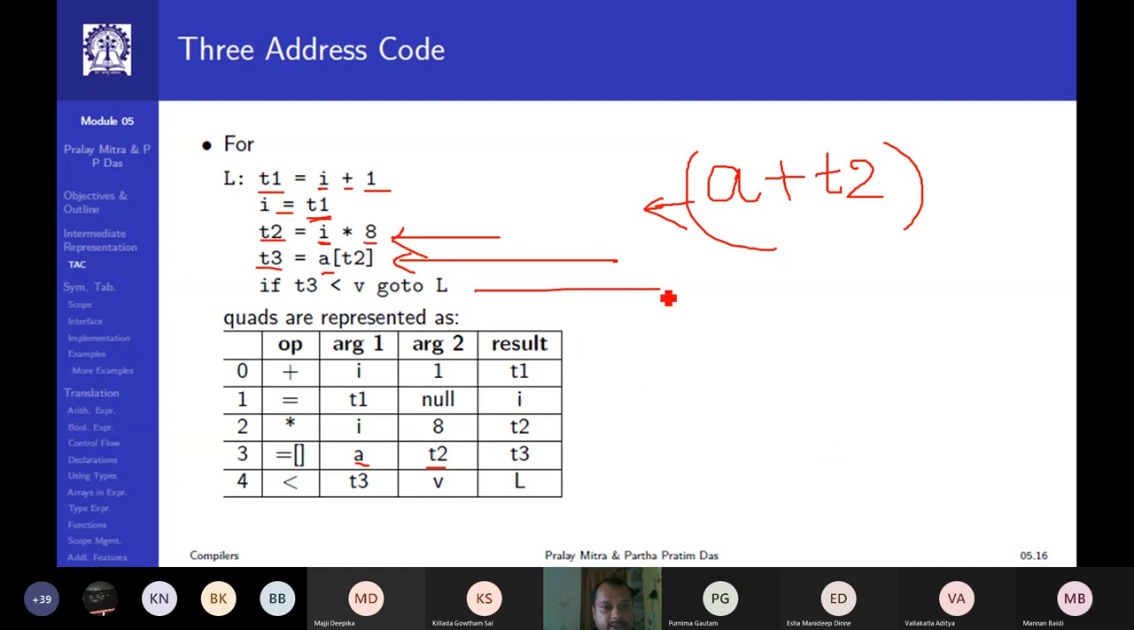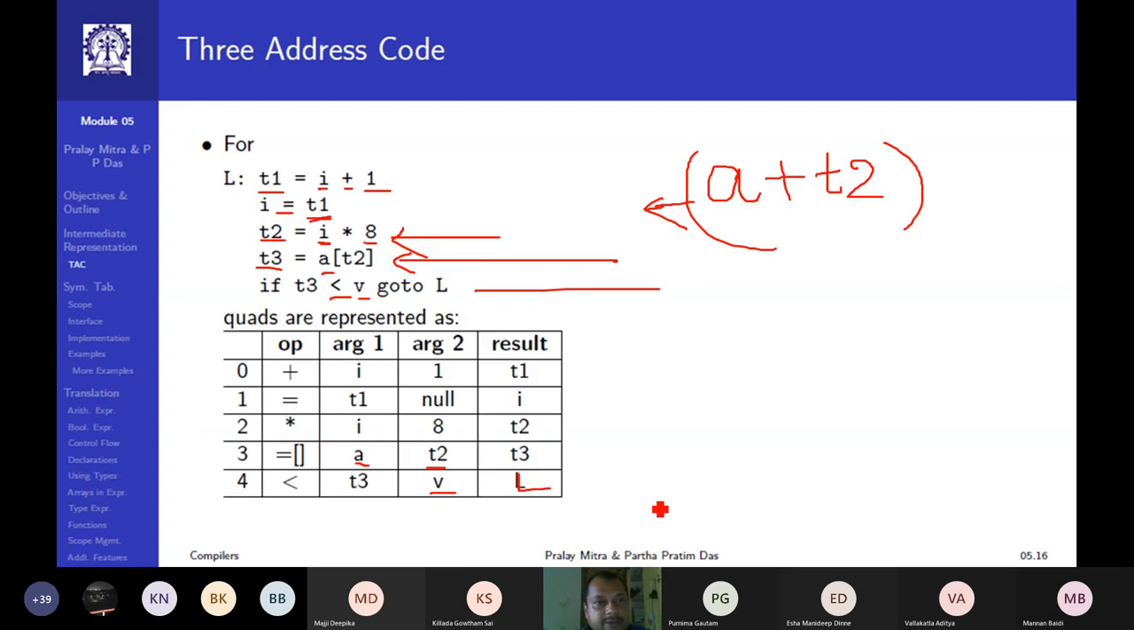For this goto, what is my quad representation? First argument is T3, second argument is V, my opcode is less than, and the result is L. L is my label. So by looking at L as the label, it will understand that there is a goto statement, or you instruct your compiler that it will translate it and explain that this is the goto statement.